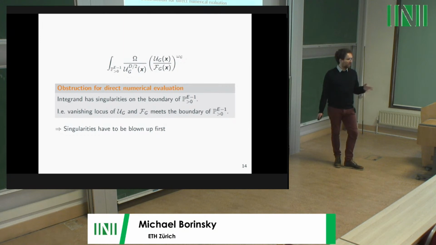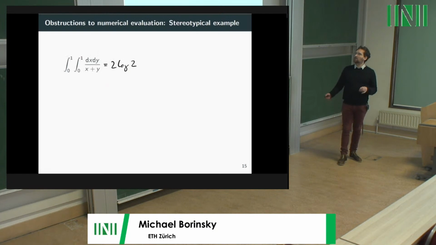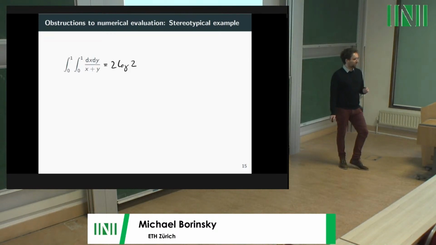I'm going to explain this phenomenon in a very simple example. There's a very simple integral, and you can compute it. It is an integral over the unit square in two variables, x and y. We integrate over 1 over x plus y. You can just perform this integral analytically. It's not hard. The result is 2 log 2.